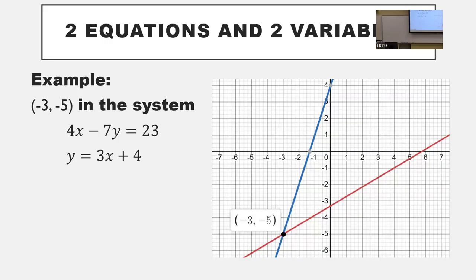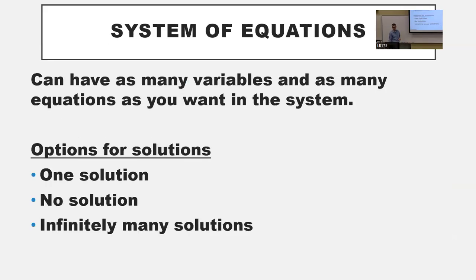Now, some weird things can happen with graphing. You might end up with two parallel lines, which means they never cross, so your system won't have any solutions. You might end up with two lines right on top of each other. In that case, there'd be infinitely many points that make both work. But the vast majority of times, you'll have one solution, and that's the point where they cross.